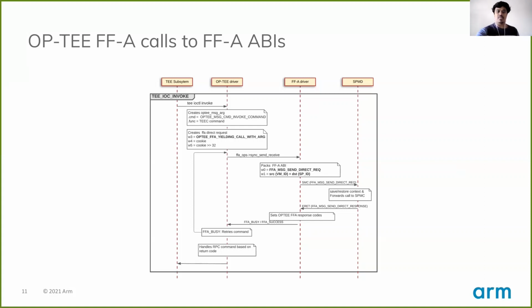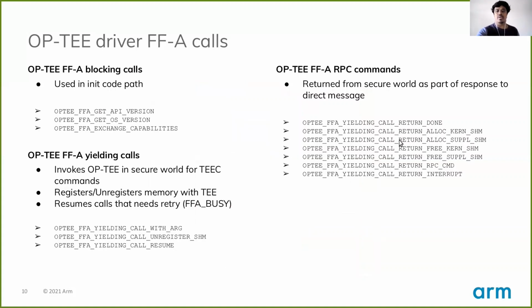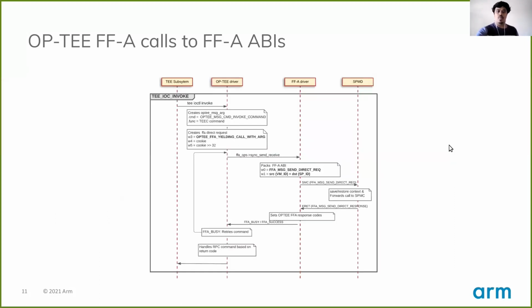If it is an FFA success, then it goes ahead and checks the return value. What are the return values that are coming as part of this yielding call? Based on that, the RPC command is executed. The support for FFA transport in the OPTEE driver is a work in progress. These macros might change in the upstream version. Once the RPC command is handled, the control passes back down to the T subsystem.